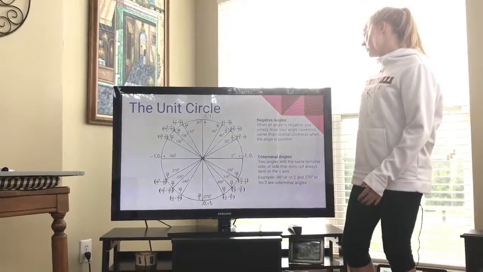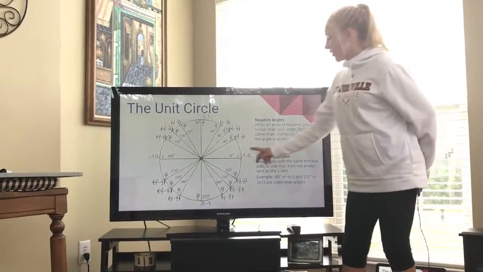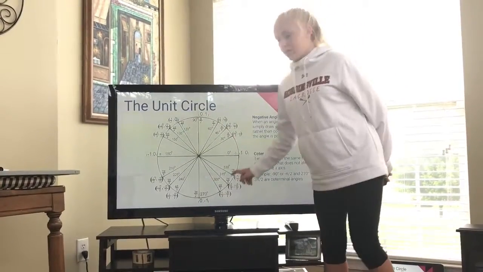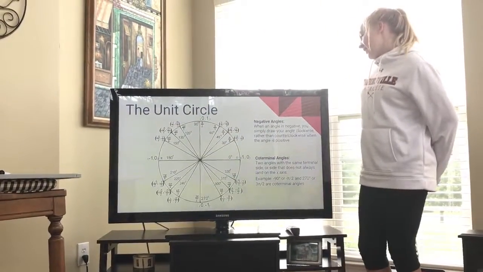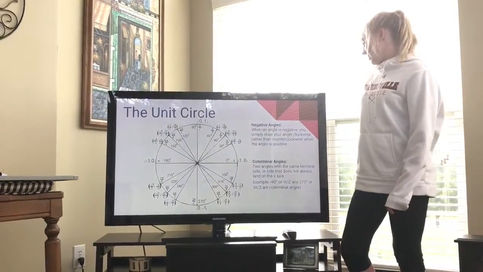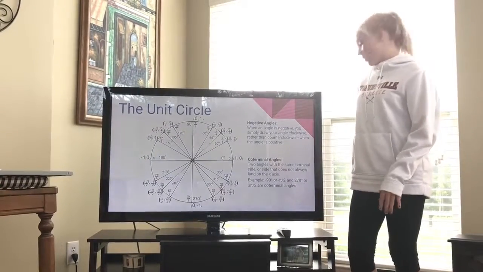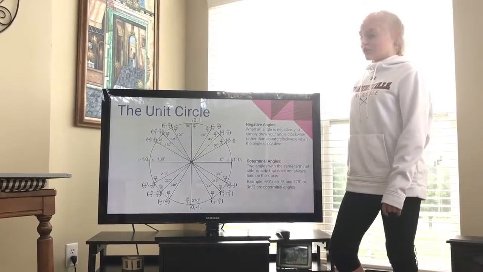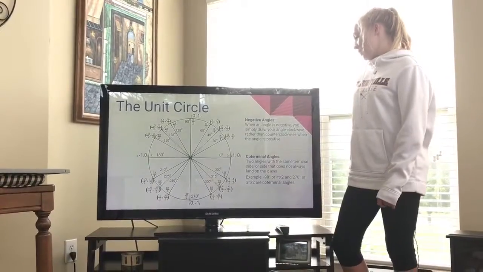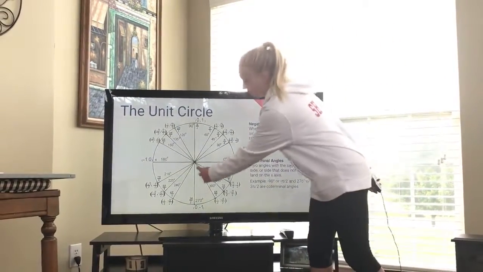Negative angles. So when an angle is negative, you simply draw your angle clockwise rather than counterclockwise. So rather than going this way with your angle, you draw it this way. And then coterminal angles are two angles with the same terminal side, or side that does not always land on the x-axis. So for example, a negative 90-degree angle, or negative pi over 2, and 270, or 3 pi over 2, are coterminal angles, because they both lie on this line.